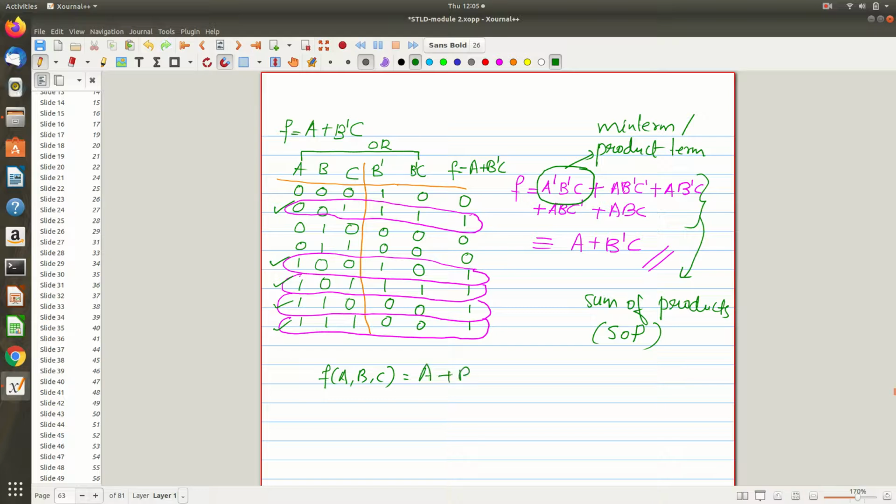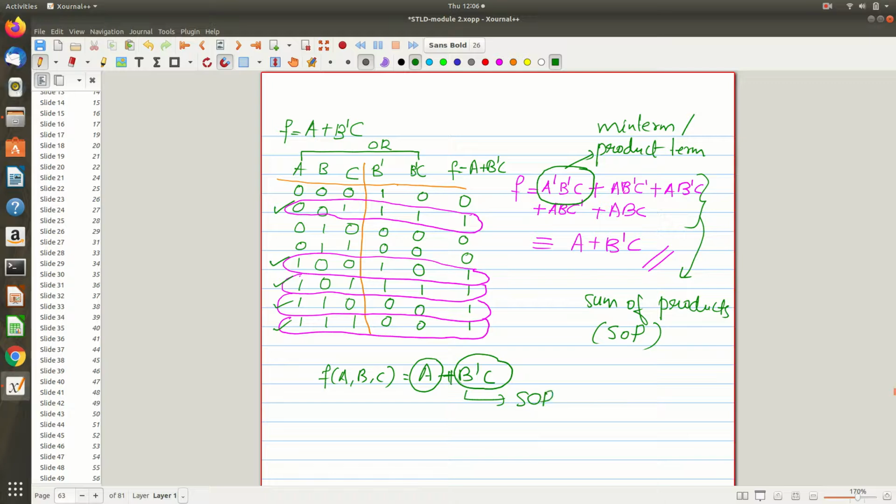A plus B dash C. This is also in SOP form, so keep that in mind. Why is it SOP? You can see that this is a sum, and this is a product term. This is a small product term where something is missing: A is missing, fine. This is a product term where B and C both are missing, that is also fine. But still it is a product term only. So this you can call a sum of product terms.